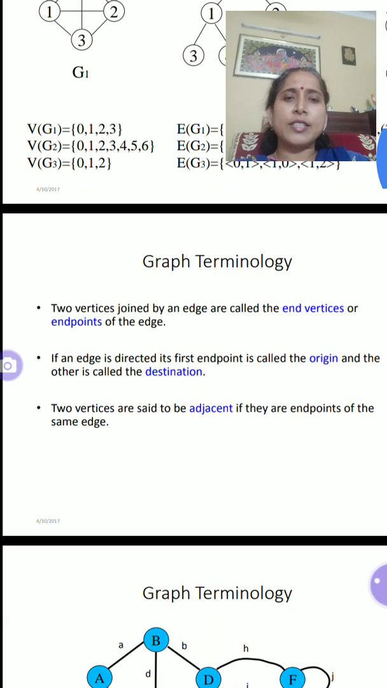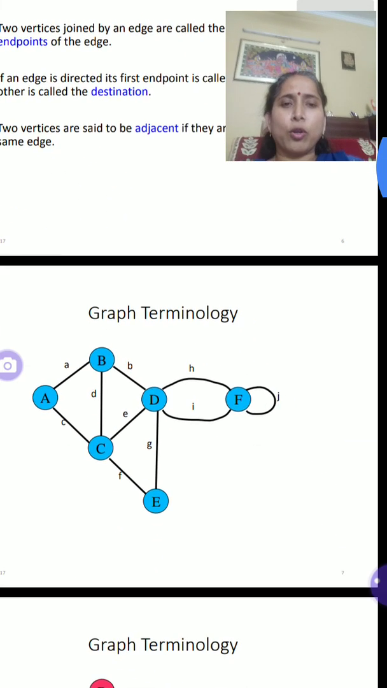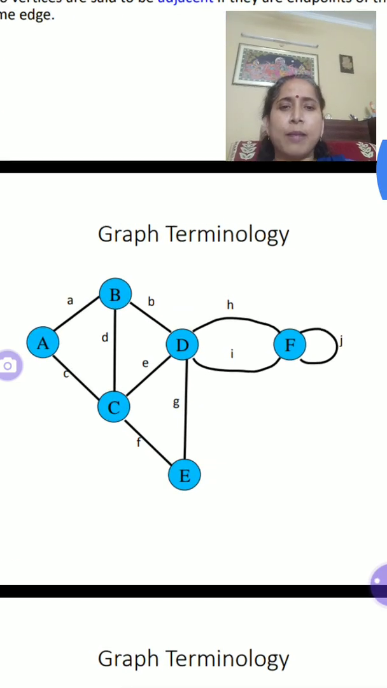So as terminology, we can read: two vertices joined by an edge are called end vertices or endpoints of the edge. If an edge is directed, its first endpoint is called the origin and the other point is called the destination. Two vertices are said to be adjacent if they are endpoints of the same edge. Now this is one example graph that has been drawn.